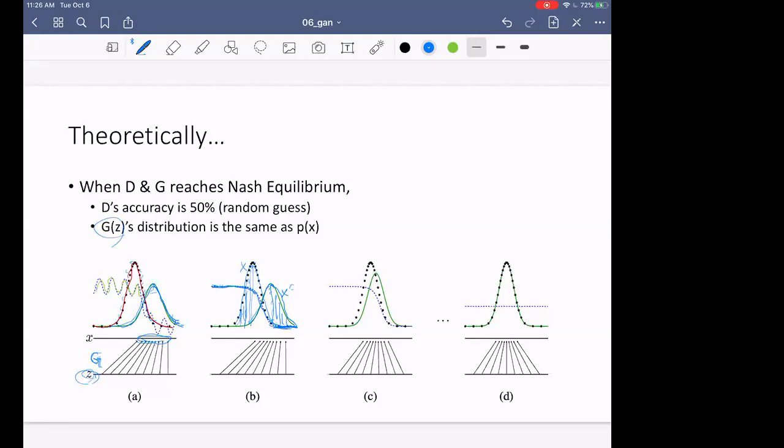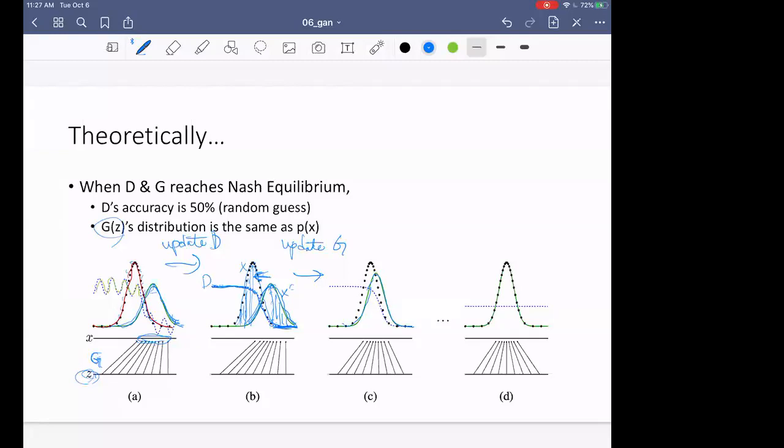Now that you've updated the confidence of D, it's time to update your G, because it's an alternating process. From here to here, you update D. Then from here to here, you update G. How you update G is you want to fool the discriminator. In order to do that, you need to move your distribution a bit to the left. That is why your new G(Z) has moved a little to the left, in order to fool the discriminator.